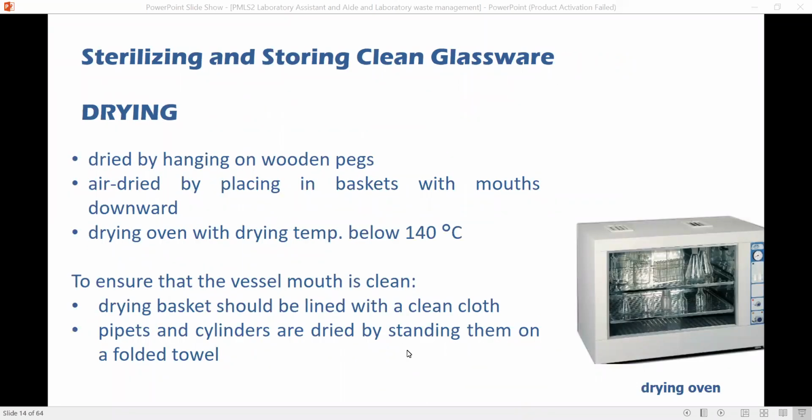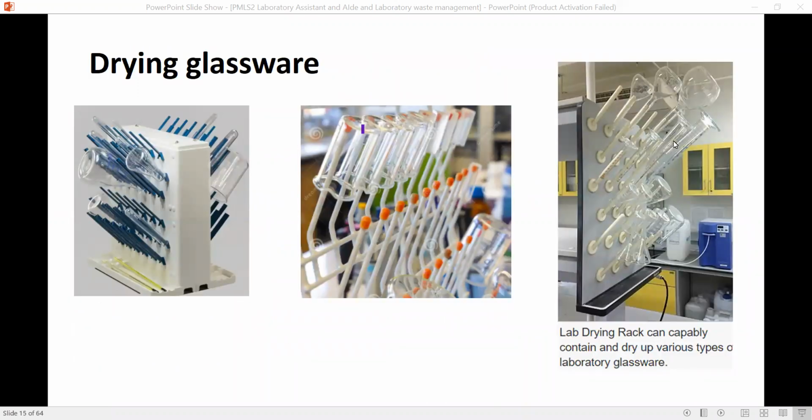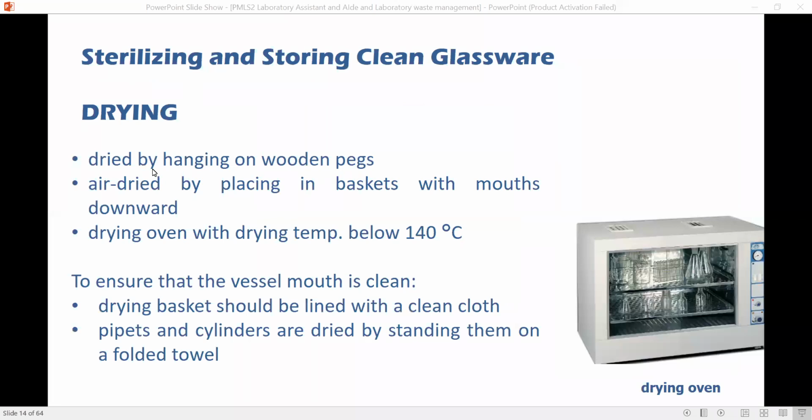Now, punta na tayo sa drying. How to dry? Paano ba nagda-dry niyan? I mentioned kanina, you can do air drying or the use of the drying oven. Pwedeng air drying, hanging on wooden pegs, parang ganito. Ilalagay lang siya dyan, tapos magda-dry hanggang sa gagamitin na nila. Pag hindi nagmamadali, pwede yan. Pwede din sa mga baskets, mouth downward. Make sure lang merong gauze or malinis.